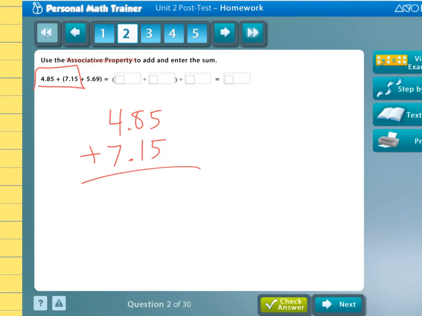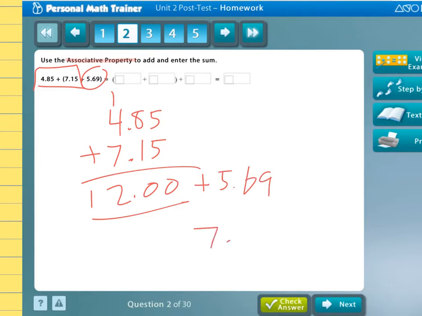Problem number 2 is exactly the same. We're looking for compatible numbers, so I'm going to regroup them. These two numbers are friendly numbers, and 0.85 and 0.15 equals 1 whole. So I just add it like that, regroup. 7, 4, and 1 makes 12. So I have 12 here, and then I'm going to add the 5.69 to get 17 and 69/100ths.